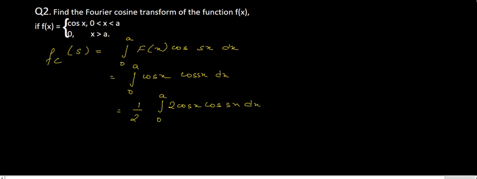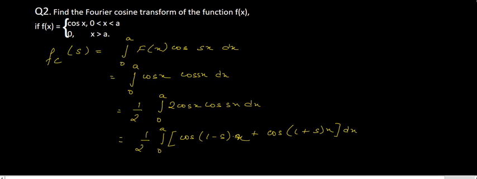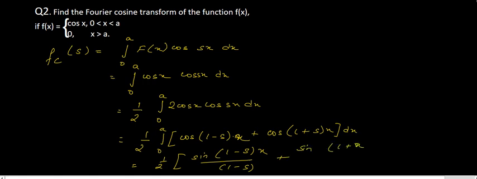So we have obtained here the 2 cos a cos b form. We have the formula of 2 cos a cos b, that is cos of a plus b plus cos of a minus b. So applying that we get cos of (1 minus s)x plus cos of (1 plus s)x dx. So here we have two different equations. Now integrating this we get half of sine (1 minus s)x divided by 1 minus s plus sine of (1 plus s) into x divided by 1 plus s, and the limit is from 0 to a.